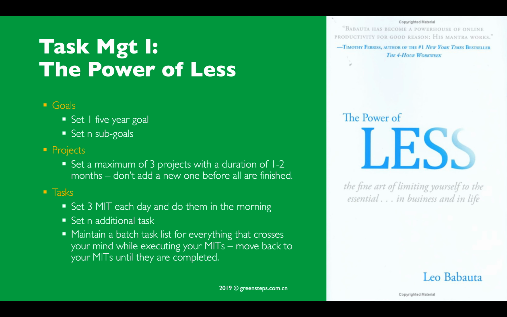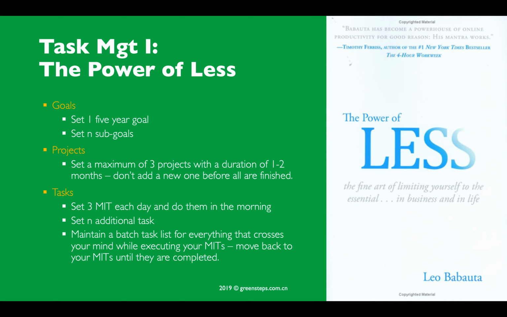Some time ago, I read a really interesting book, very short, very nicely written, by a guy. His name is Leo Babauta. Leo Babauta lives with his family and 6 children on the US island of Guam. I guess this is a very nice place. I imagine somehow like Hawaii. And he wrote a book called The Power of Less, the fine art of limiting yourself to the essential in business and in life.